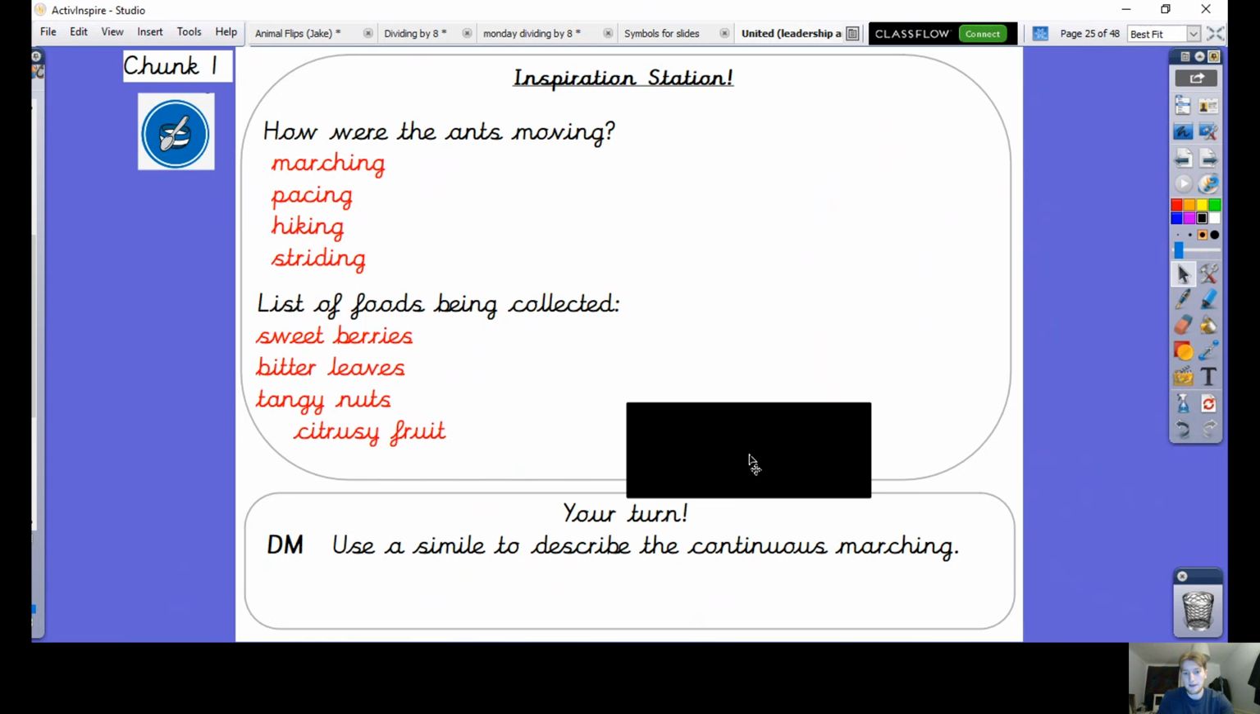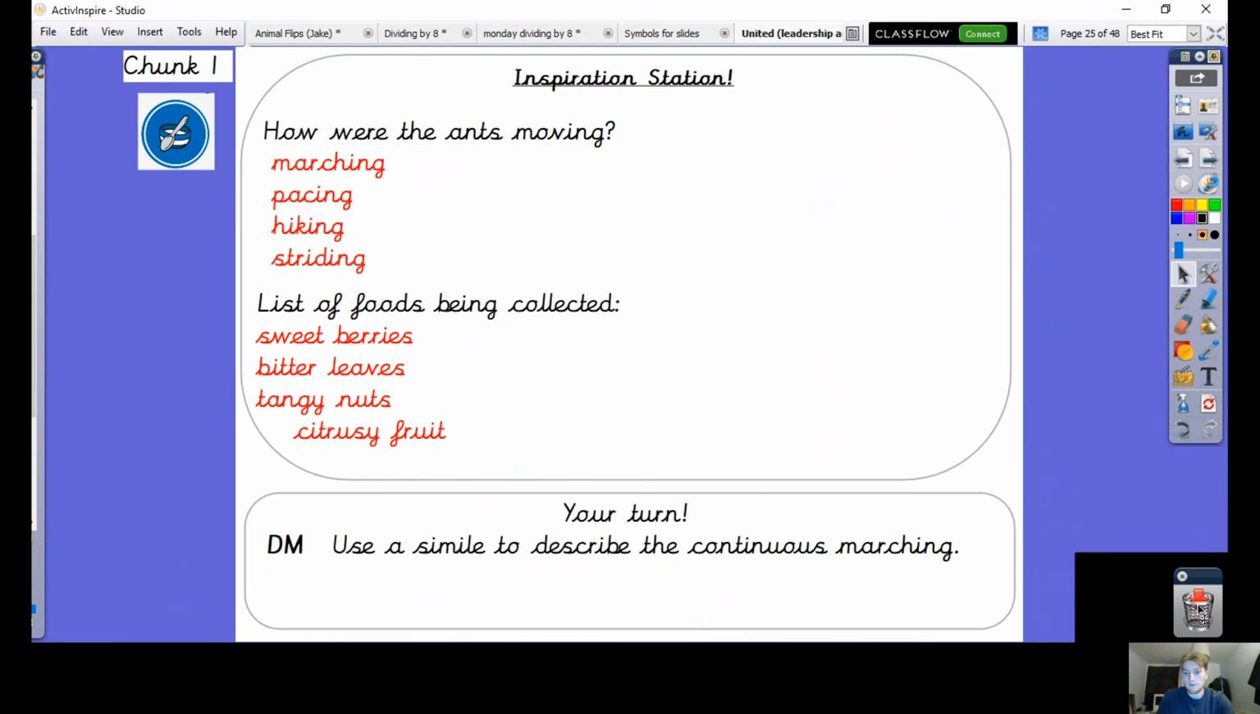Great, we should all have some ideas. If we want some more ideas, I've got a few here. So, like I said before, sweet berries. The berries tasted sweet. Bitter leaves. I don't eat leaves myself, but I can imagine they'd probably taste quite sour and quite bitter. They probably don't taste very nice. So that could be another one to use.